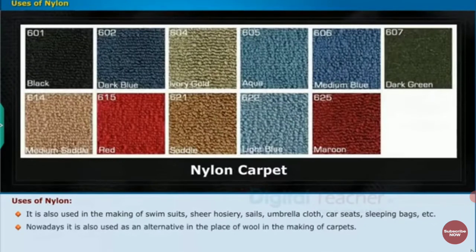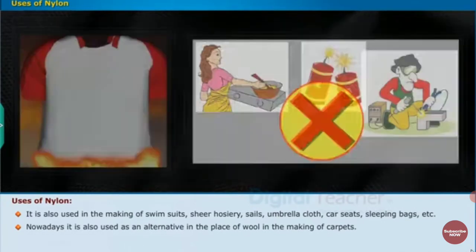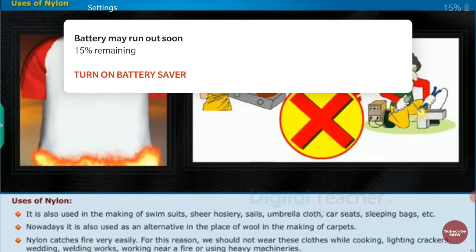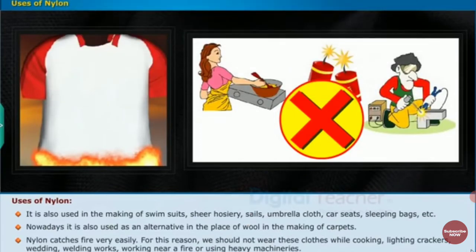Nowadays, it is also used as an alternative in place of wool in the making of carpets. Nylon catches fire very easily. For this reason, we should not wear these clothes while cooking, lighting crackers, doing welding work, working near a fire, or using heavy machinery.